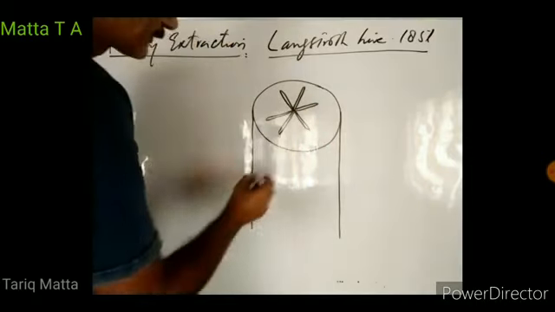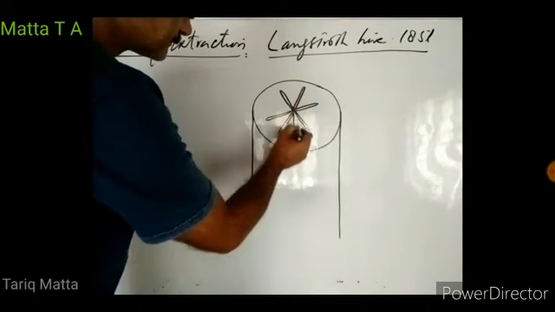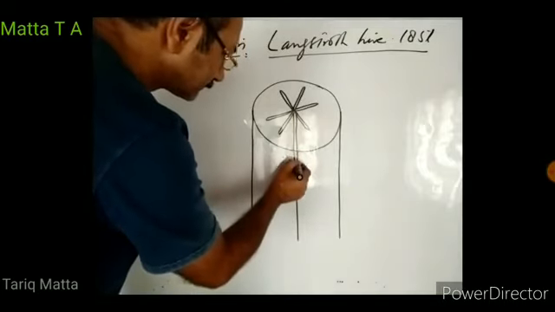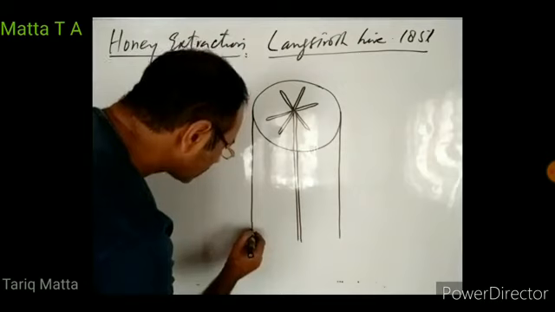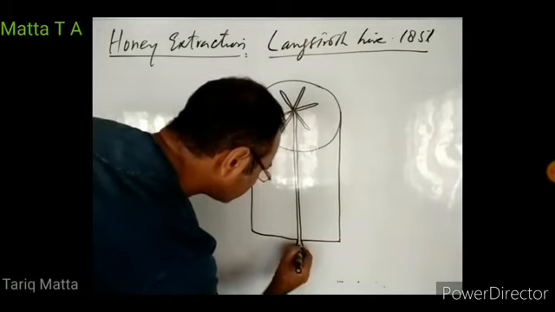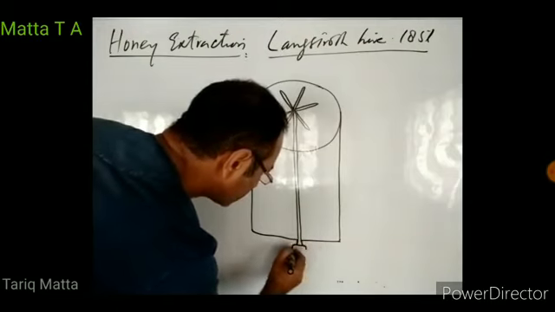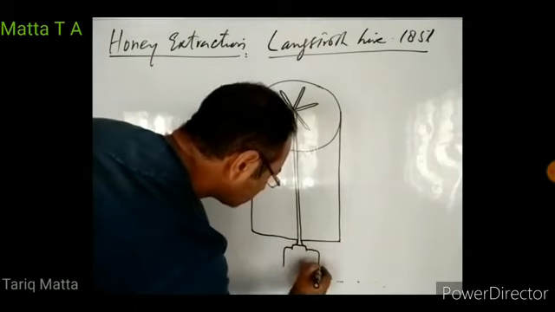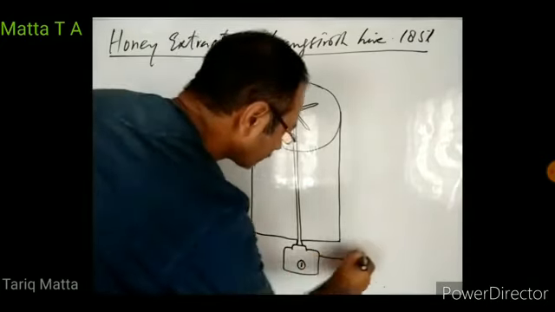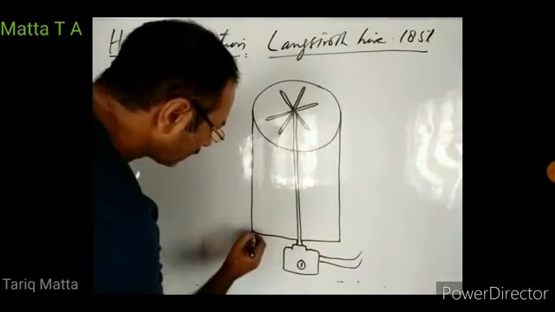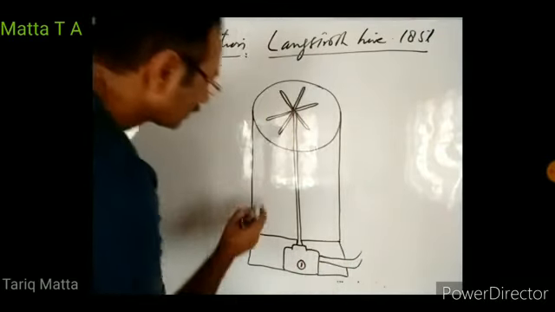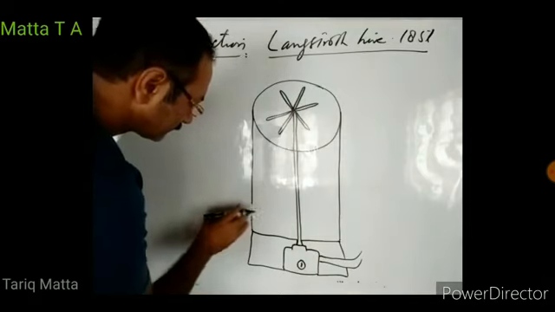Attached to its shaft. So it has a shaft. The shaft is attached to a motor at the base. So at the base there is a motor. This is an electric motor. It is fitted with a tap.